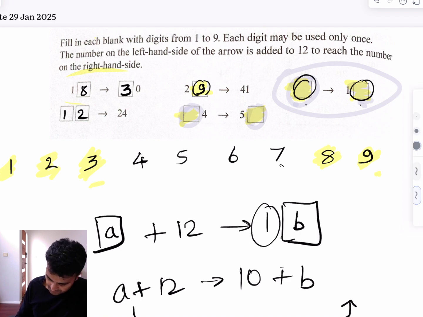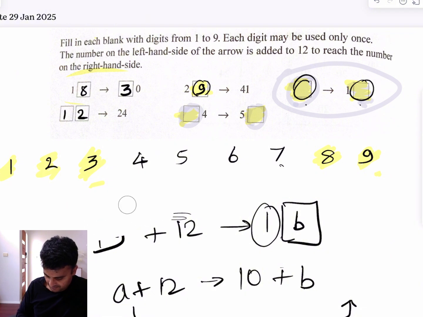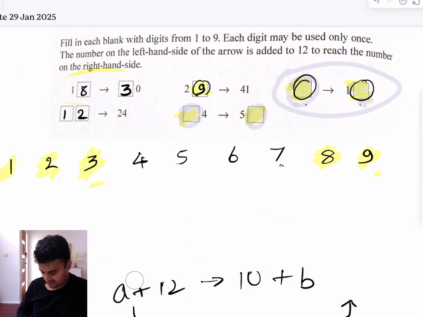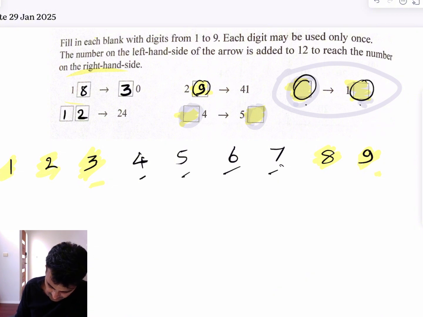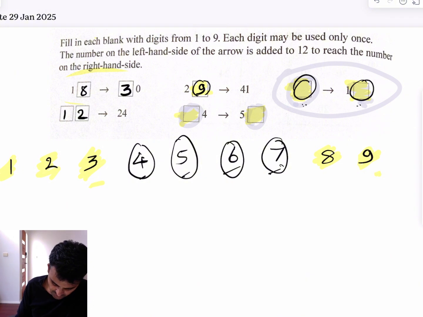Let's clean up our board. Always keep a clean board. Erase. All right. So we have 4 options, 4, 5, 6, 7. And the difference between these two has to be 2. So effectively we have 2 pairs over here, 4 and 6 and 5 and 7. So either it's going to be 4 and 6 or it's going to be 5 and 7.